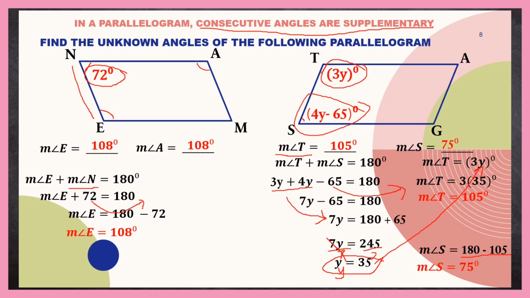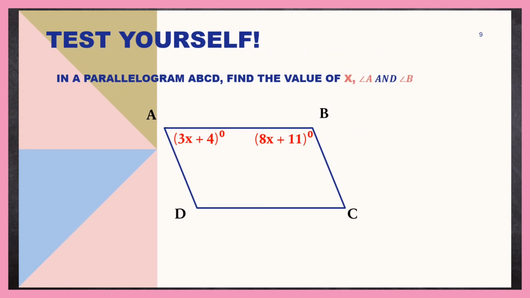So, angle S is 75 degrees, and that is the property that consecutive angles are supplementary. Now, let us test your knowledge about consecutive angles of a parallelogram. In a parallelogram ABCD, find the value of x, angle A, and angle B. Then, write your answers in the comment section below.